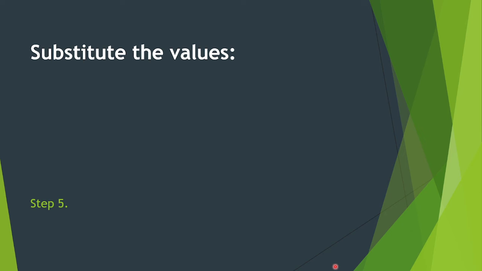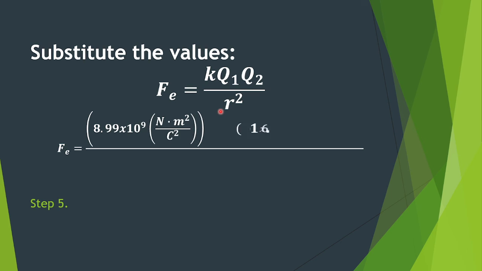So step 5 is to substitute the values. To this equation, F sub E is equal to K times Q sub 1 times Q sub 2 all over R squared. And upon substituting, your equation will look like this.